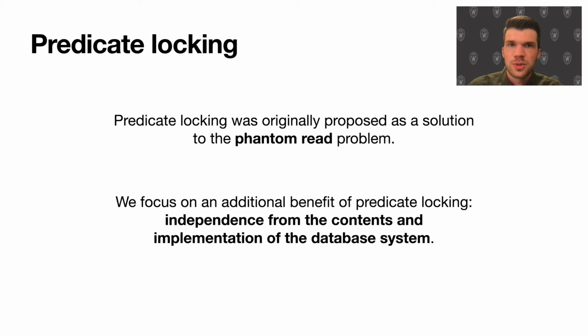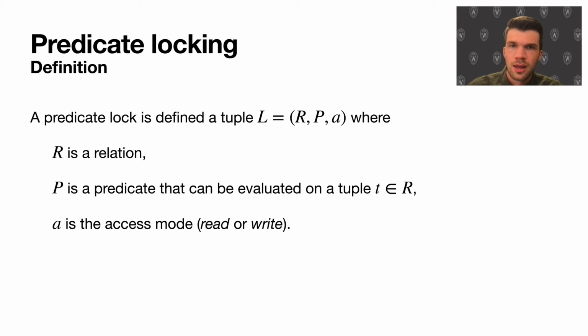At the core of our approach is predicate locking, an old technique that was originally proposed as a solution to the phantom read problem. But we focus on an additional benefit of predicate locking, its independence from the contents and implementation of the database system. A predicate lock is defined as a tuple (R, P, A), where R is a relation, P is a predicate that can be evaluated on some tuple T in R, and A is the access mode, which is either read or write.